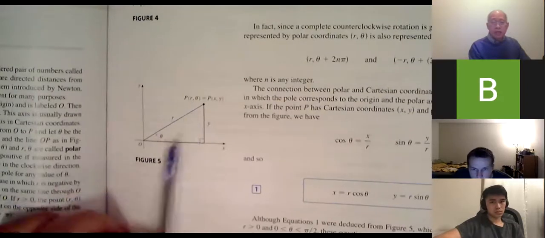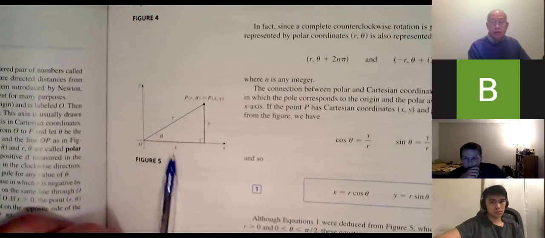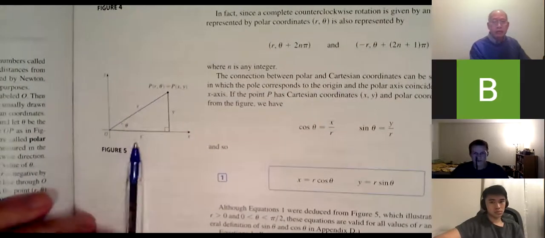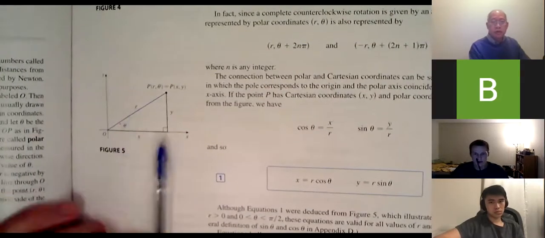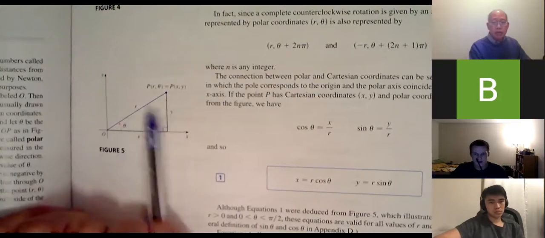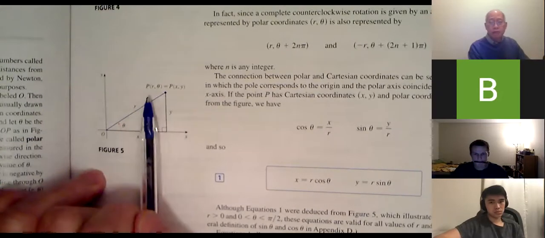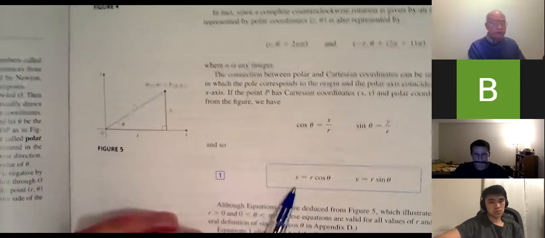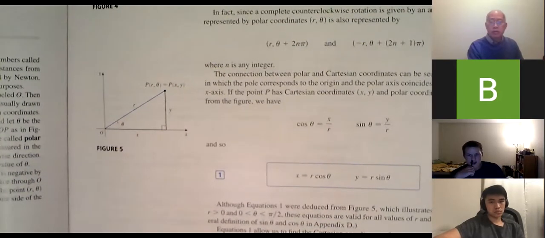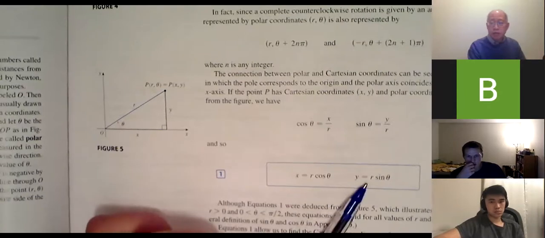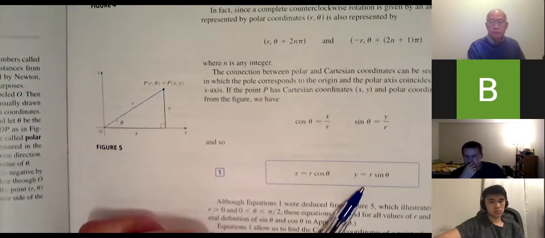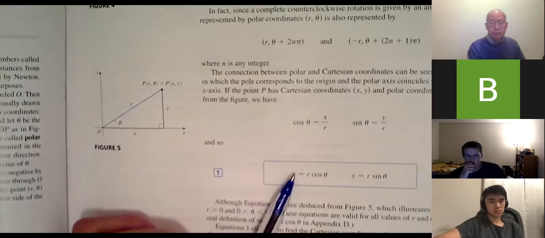And there are some nice relationships here. It looks like the cosine of theta is adjacent over hypotenuse, so x over r. Sine of theta is opposite over hypotenuse, so that's y over r. Okay, do a little bit of multiplication, and we have these formulas. So x is equal to r cosine theta, y is equal to r sine theta. Okay, you can put that on your next cheat sheet. Okay, if we were meeting in person, yes, I would make you memorize it.